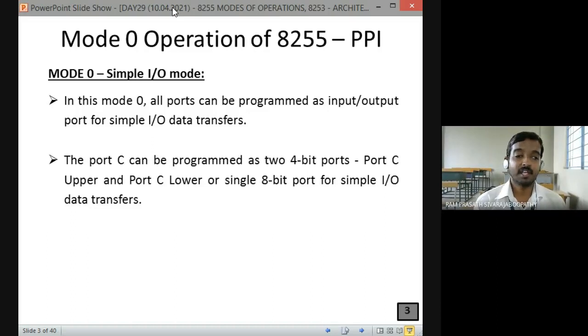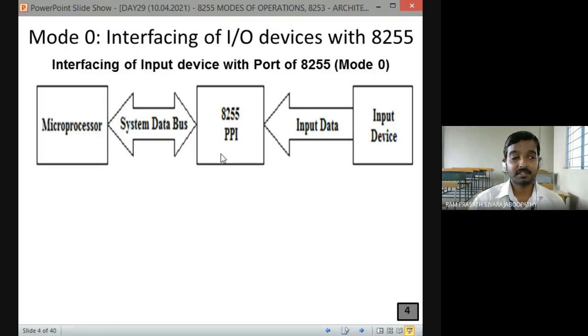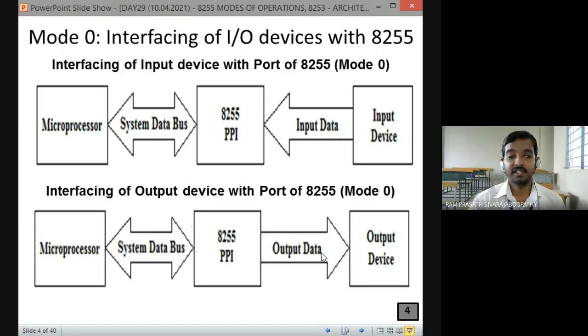So port C can be programmed as two 4-bit ports, port C upper and port C lower, or a single 8-bit port for simple IO data transfer. The other two ports, port A and port B, can also be programmed in simple IO. So in mode 0, the microprocessor system bus is connected with 8255. Then 8255 is connected to the input device or output device. Here there is no acknowledgement signal involved in the communication. When the microprocessor writes data to 8255, that data is going to be available in the output device, as in the second diagram.